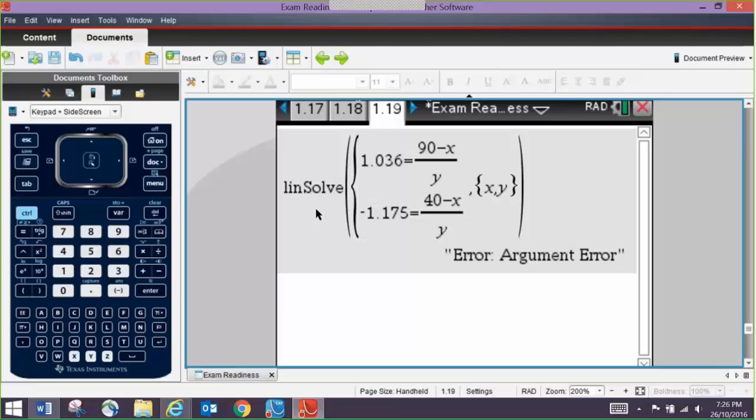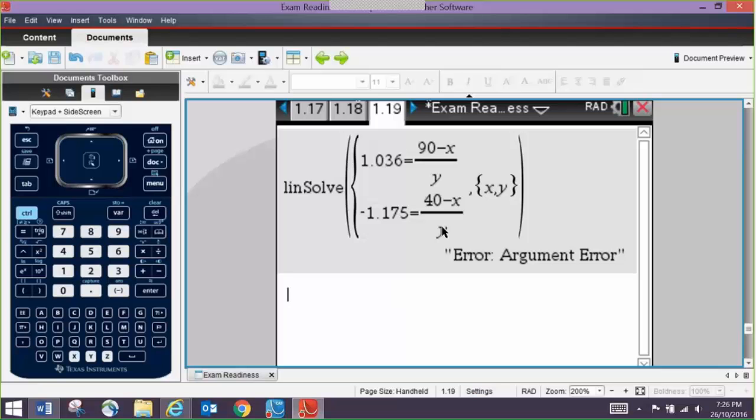So LinSolve is not going to work if it doesn't look like a regular linear equation. It's an easy fix. It's a matter of getting your students to actually understand that they need to multiply through by that y. So rather than having it in this form, they would have 1.036 y equals 90 minus x. And if they do that to both equations, it works brilliantly.